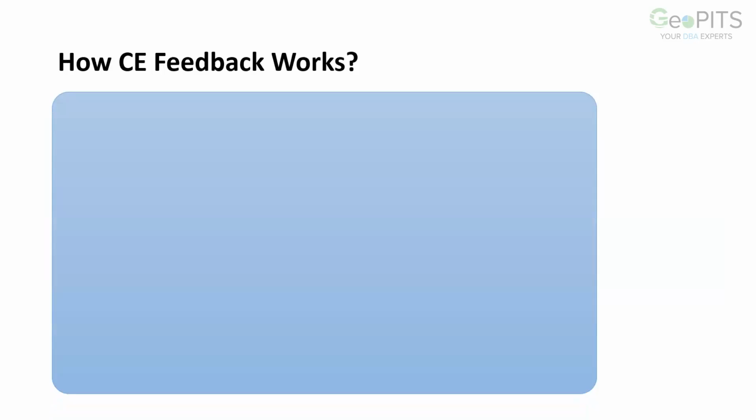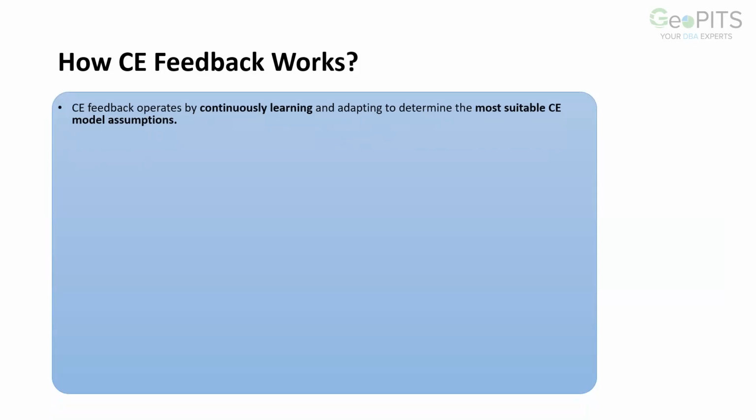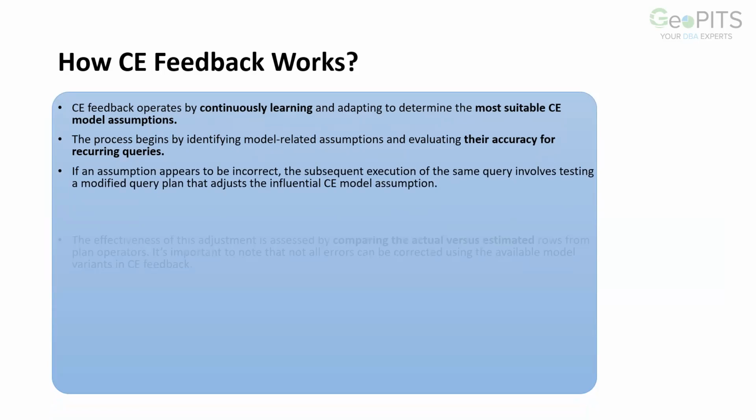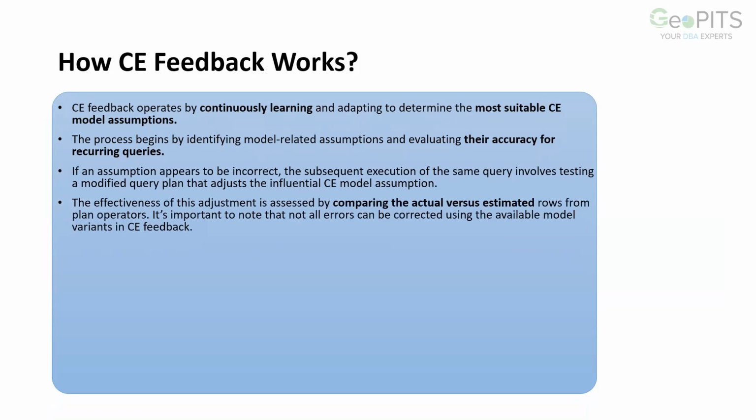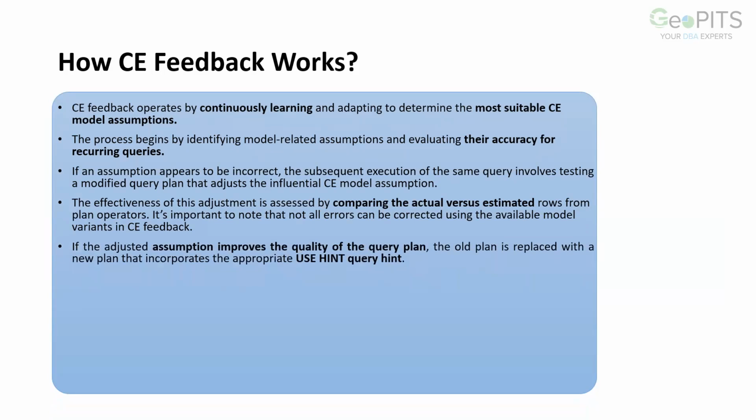Here is a short look at how CE feedback works. Basically it operates on continuous learning by adapting, determining more suitable cardinality estimation assumptions, and along with that it evaluates the accuracy for recurring queries. If the assumption appears to be incorrect, a subsequent execution of the same query involves testing with a modified model assumption. The effectiveness of the adjustment is assessed by comparing the actual versus estimated rows, which was previously mentioned. It improves the quality of the query plan.